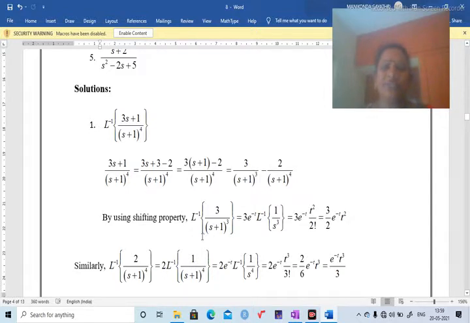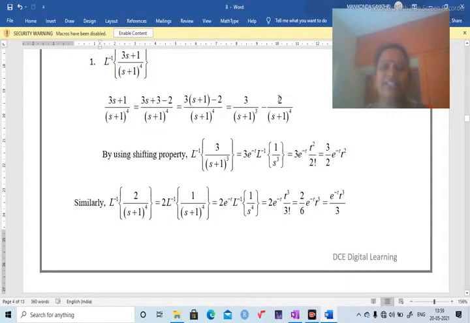By using the shifting property, L inverse of 3 by (s plus 1) whole cubed is 3 outside, plus 1 is there, that's why e power minus t, L inverse of 1 by s cube. Here n is 2, so t square by 2 factorial. 2 factorial means 2 only, so 3 by 2 into e power minus t, t square.